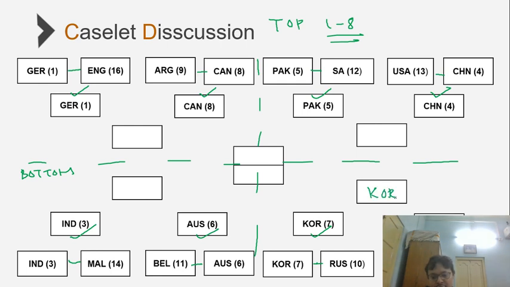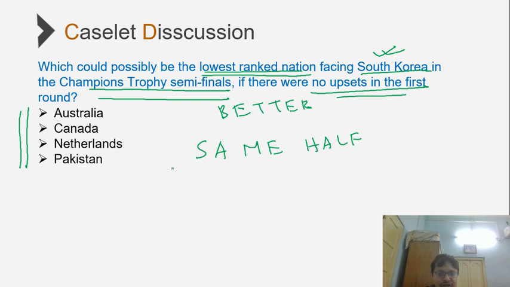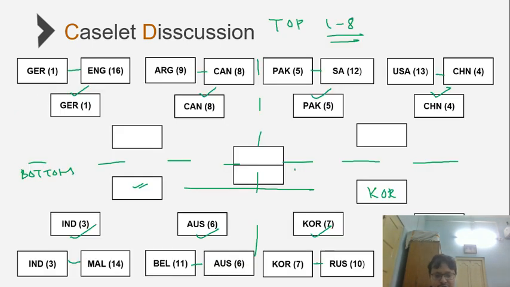So even if Korea goes to the semi-finals, Korea will be playing a team here that is a team from the bottom half. So the rule for semi-finals is you'll be playing a team from the same half but from the opposite quadrant, which means same half, that is the bottom half, but from the opposite quadrant, that is this quadrant. So in this quadrant, you can either have India or Australia playing the semi-final, because whoever wins the match between India and Australia will be going on to play Korea in the semi-finals.